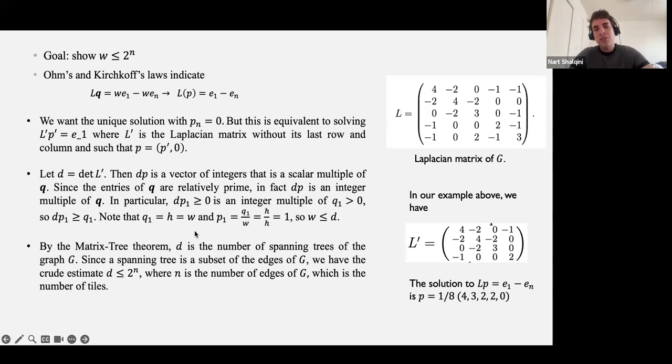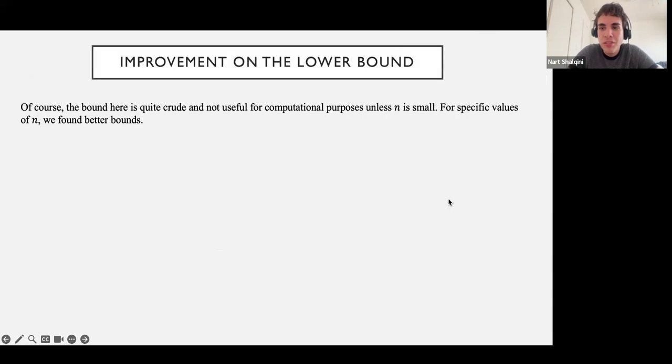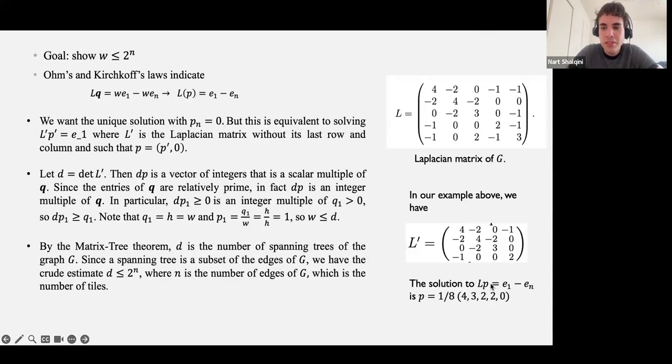And now we use the matrix tree theorem. We know that the determinant is the number of spanning trees of a graph G. And then we know that there are at most 2 to the n spanning trees, where n is the number of edges of G. But the number of edges of G is the number of tiles. So I have essentially proved my claim that my width cannot be too big, given n tiles. I'm going to stop again to see if people have questions about the details of the proof. Might be a little dense.